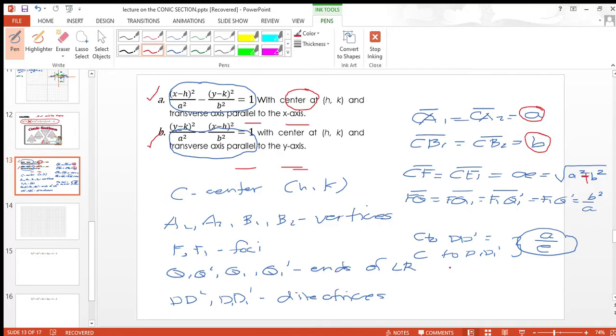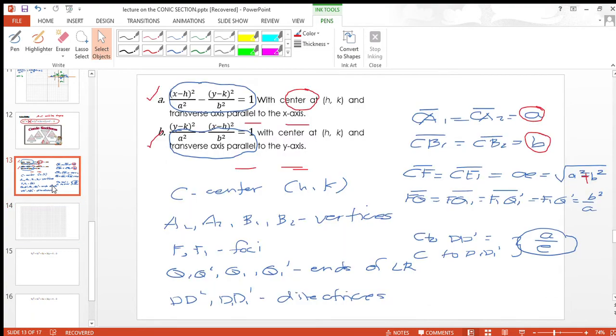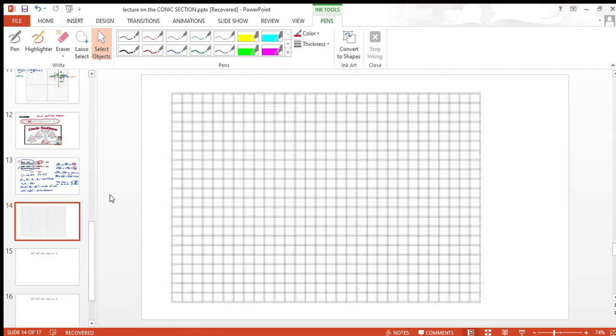Center to the directrix is A over E. Okay, so same analysis. Now, if we will try to draw our hyperbola, let's say we would like to use the diagram for the hyperbola wherein the transverse axis is parallel to the x-axis. So if we will try to draw that, let's say our center is here.